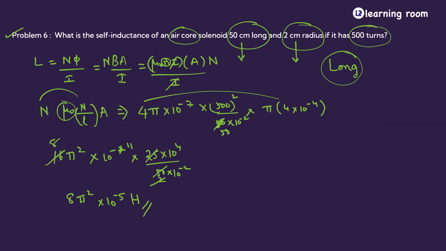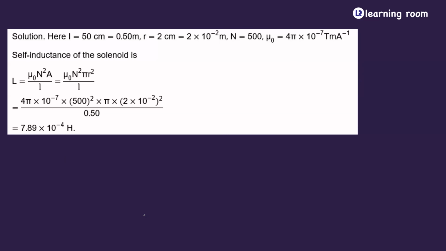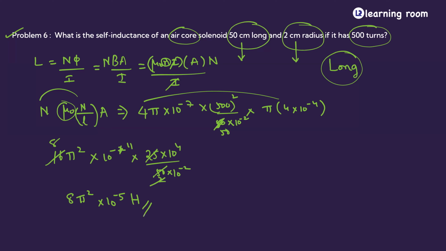Because pi square is how much? 9 point something. 9 into 8 will be 72. So 7 point something, that is 7.8. Yeah. Shall we proceed to the next one?